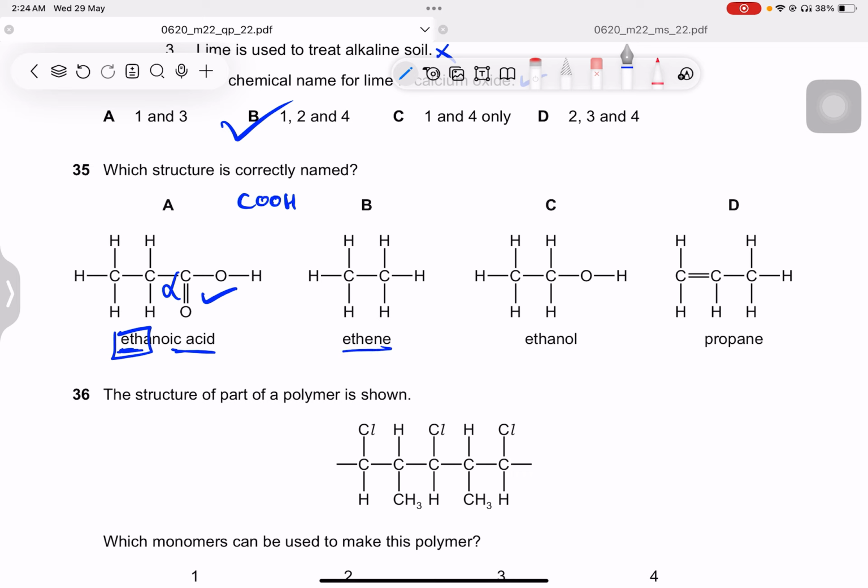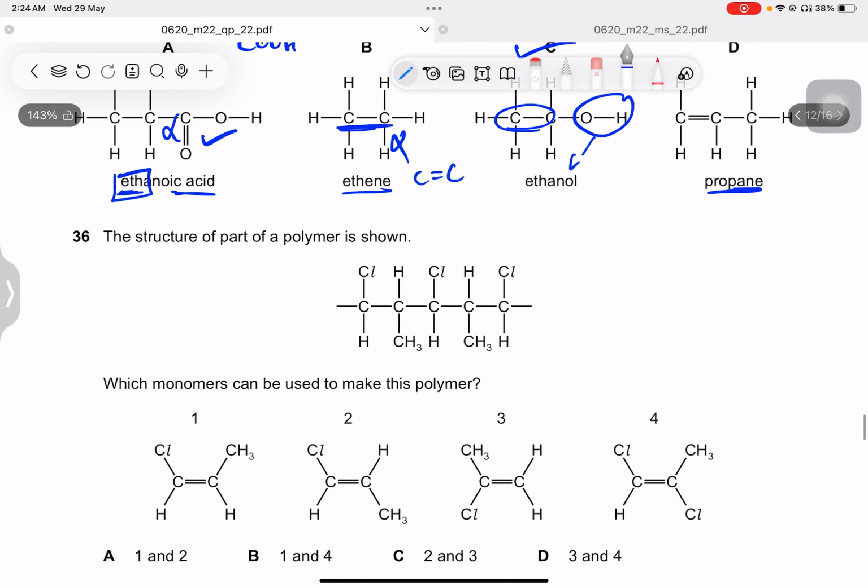Next is ethene. It does not have a double bond. That is the functional group of ethene. So not correct. The number of carbon atoms are correct though. Ethanol, this is containing the alcohol group and two carbon atoms, so correct. Next is propane. Again, a double bond is present, which is present in alkenes, not in alkanes. So option C is correct.